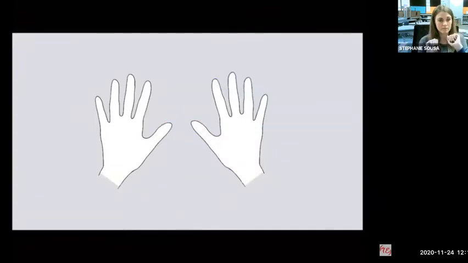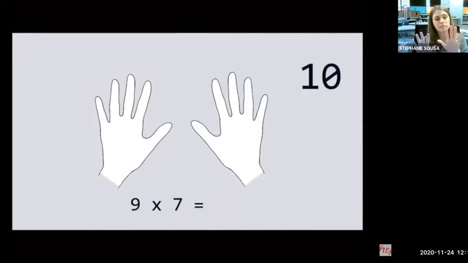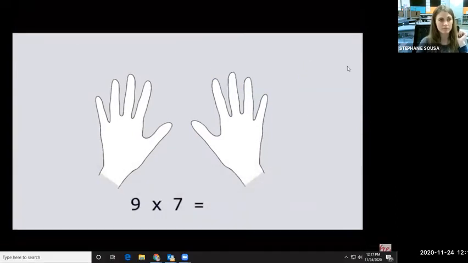Now it's your turn to try this method. Try solving 9 times 7 in 10 seconds. Time's up. Did you get it? There are 6 fingers to the left of 7, and there are 3 fingers to the right of 7. So the correct answer is 63.